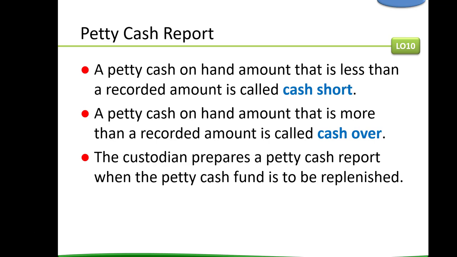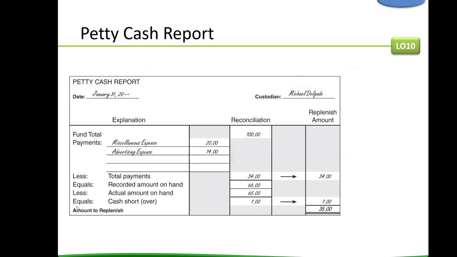The custodian prepares a petty cash report at the end and shows what needs to be replenished. So we want to always have at the beginning, whether it's the beginning of every month or whatever period we're breaking it up into, the account at the same amount. And we'll use it during the time.